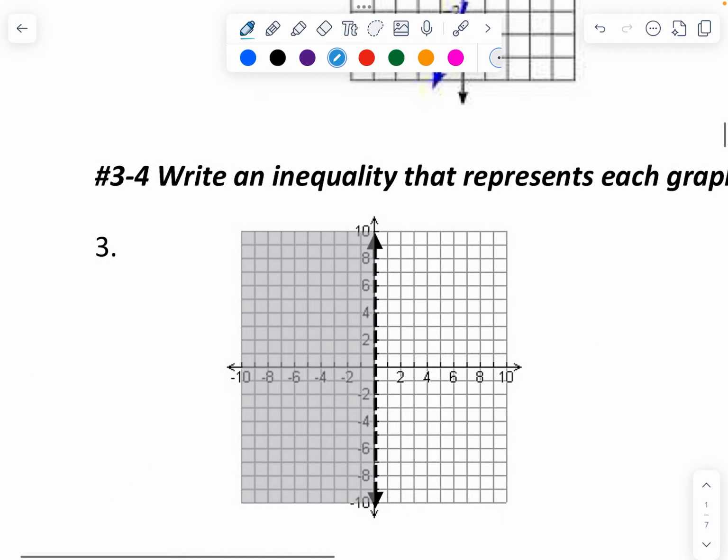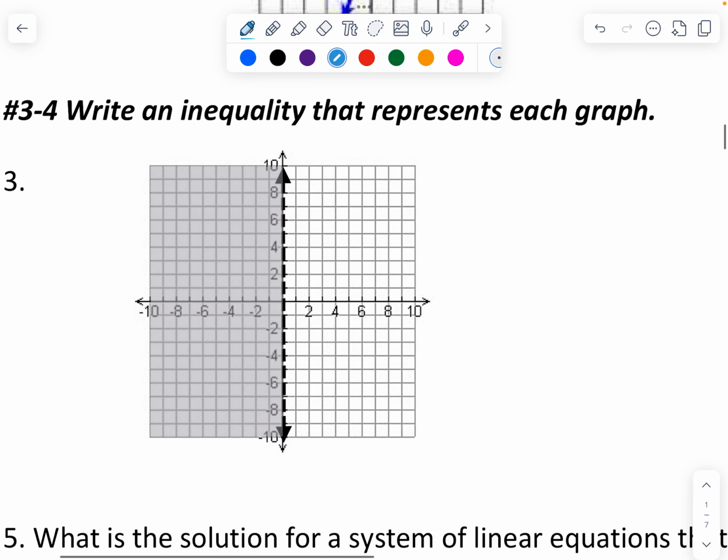Okay. This one, write an inequality. So anytime that you have a vertical line, it's going to be x. And what value is x there? It is 0. Are those numbers getting bigger or smaller? They are getting smaller. Is it a dotted line or a solid line? It is a dotted line, so it does not get an or equal to.